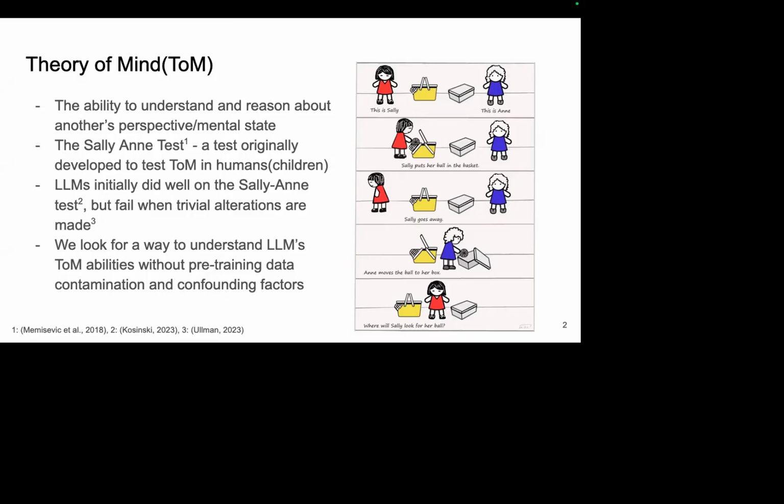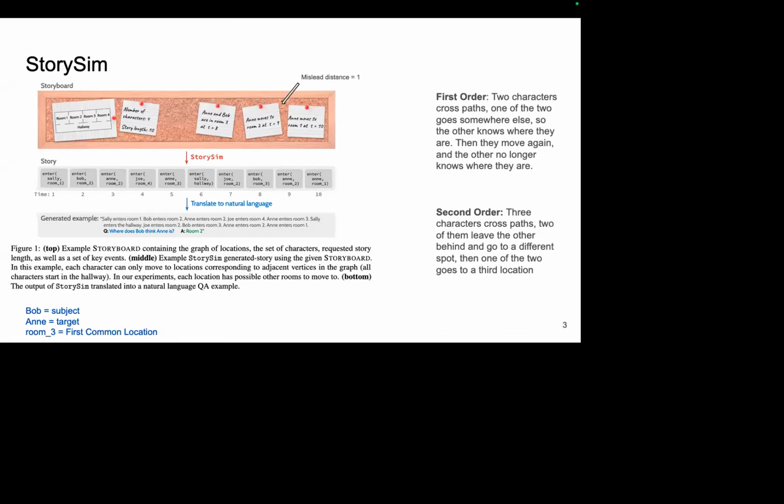And to that end, we looked for a way to understand LLM theory of mind abilities in a way that's more robust to data contamination and at the same time minimizes confounding factors, right? We want to evaluate theory of mind and theory of mind only as best we can. And so that's what led us to the creation of StorySim. It's a framework we created essentially that takes in a set of high-level events, which we call a storyboard, and generates stories such that they satisfy all the events provided by the storyboard, and at the same time induce as much randomness as possible to create more diverse stories. But in our experiments, these stories look like characters just moving around different rooms. It's a really simple setup.